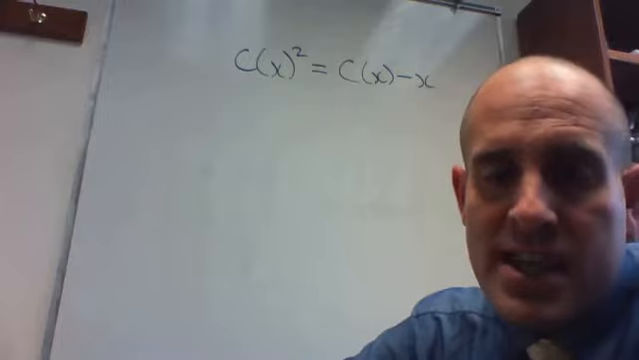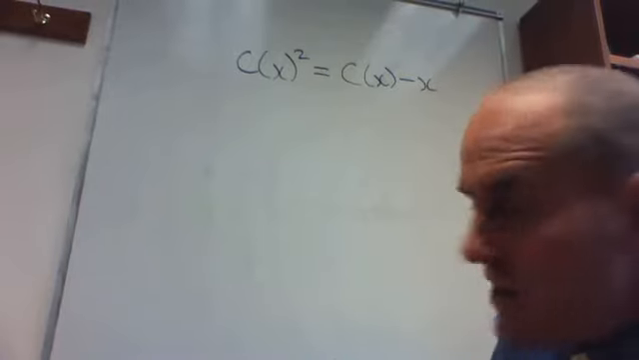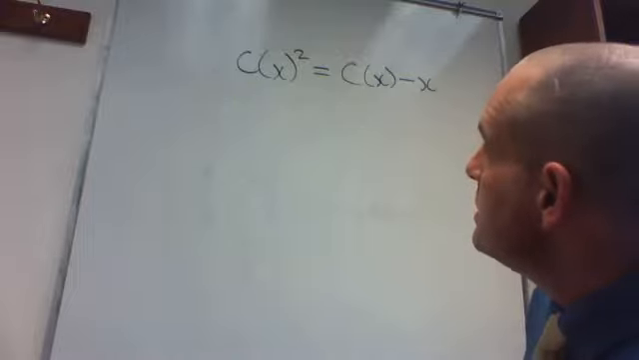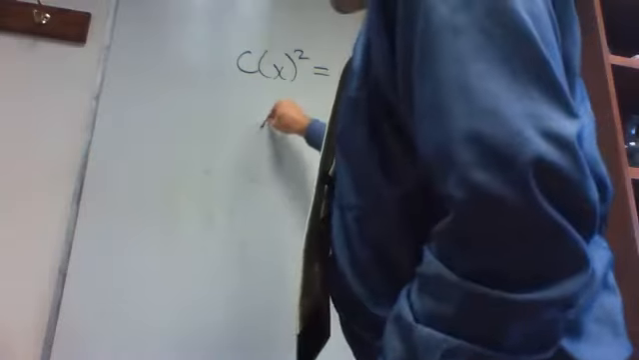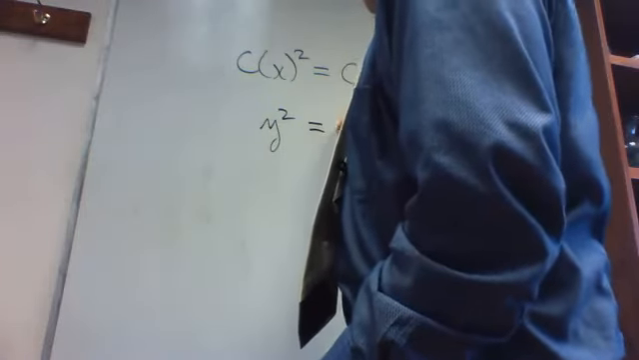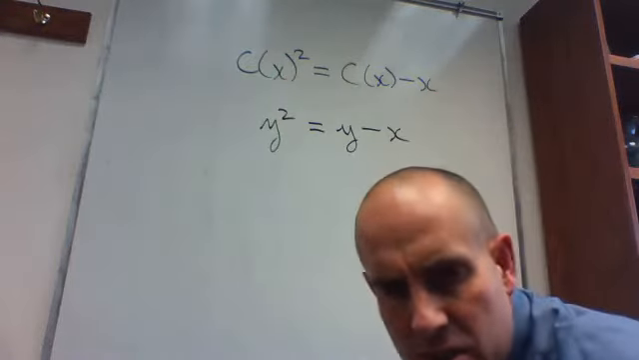Okay, so let's go ahead and take this thing and mess with it a little bit. Okay? All right. So this has the form y^2 = y - x, where y is basically the Catalan generating function.